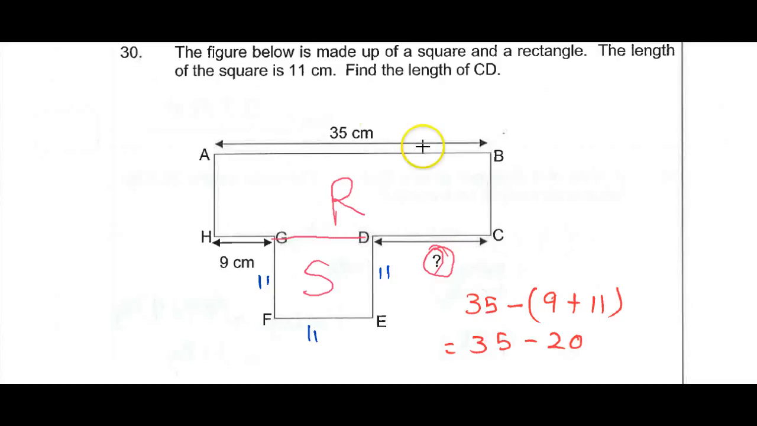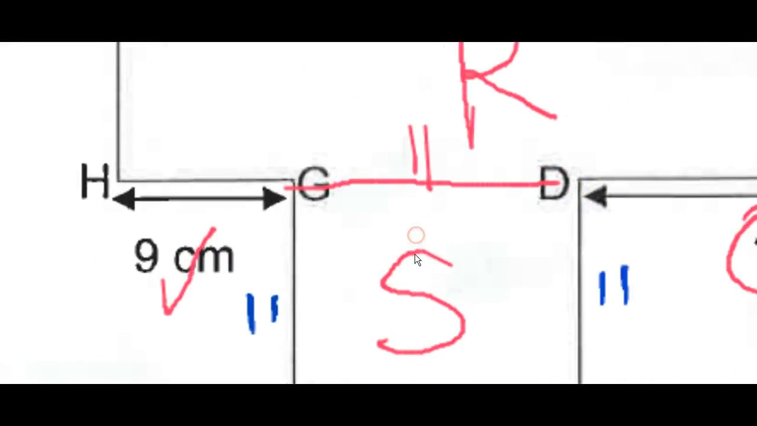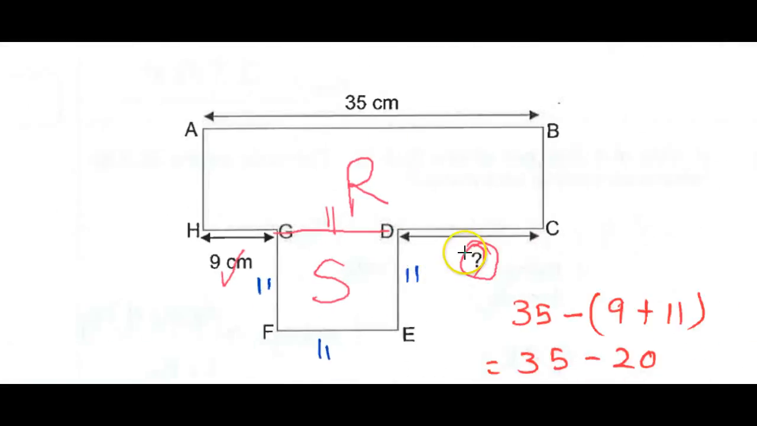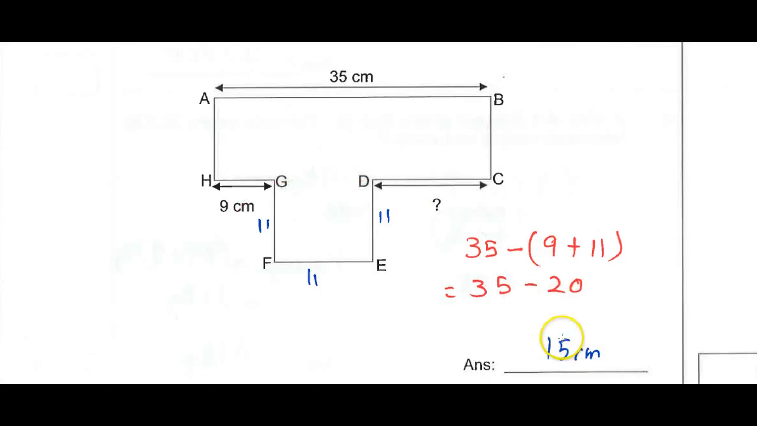So how do you find it? You take 35, the whole length here, minus this 9, minus 11, which is here, and it should give you the answer. 35 minus 9 minus 11 should give you the answer. 35 minus 20. You should get the answer as 15 cm.